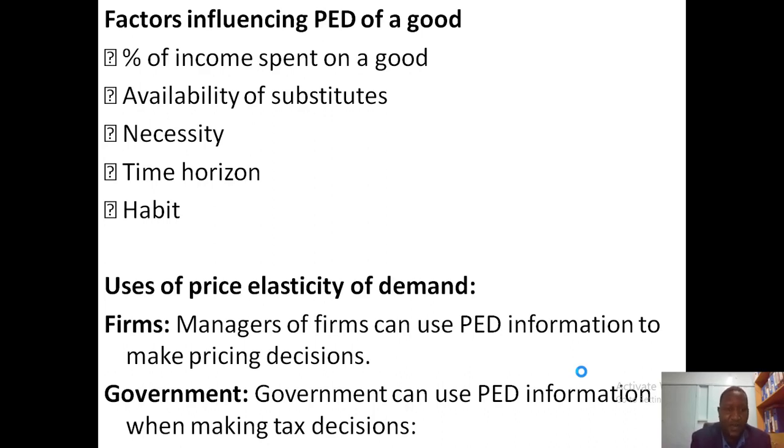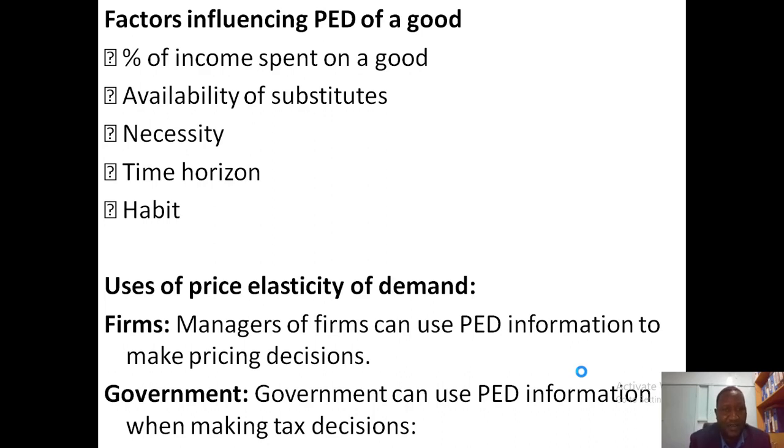The second factor that influences PED of a good is the availability of substitutes. A good that has got readily available substitutes will have its PED greater than 1. So there will be elastic demand for those goods that have got substitutes. And a good that has got no close substitutes will have its demand or PED inelastic. PED is going to be less than 1. So those products that do not have close substitutes have inelastic demand, and those products that have got close substitutes have elastic demand.